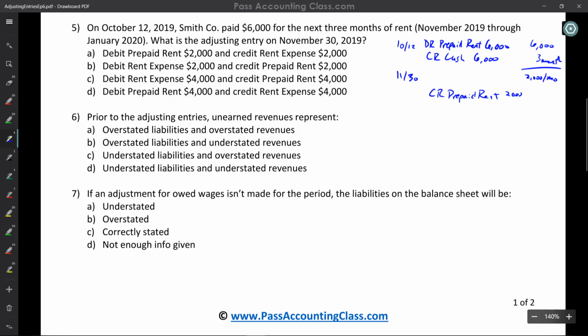and that's $2,000. The account that we're going to debit then is our rent expense account. It's an expense account. We increase the balance of an expense account by debiting it. So that's going to be rent expense, and that's $2,000. So the answer here is going to be B.